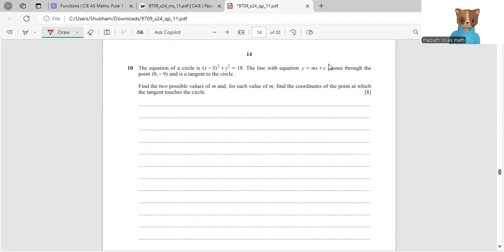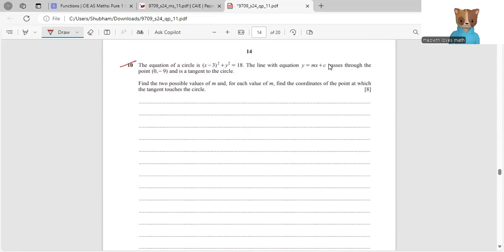The next question basically belongs to circle and it says the line, okay, is tangent. So the equation of the circle is given to us: x minus 3 whole square plus y square equal to 18. The line with equation y equal to mx plus c passes through the point 0, comma minus 9. So this is the point and is a tangent to the circle, right? So get a rough sketch. Let's suppose this is the circle and this is the point at which the tangent is touching the circle. So this is the point of intersection, right?